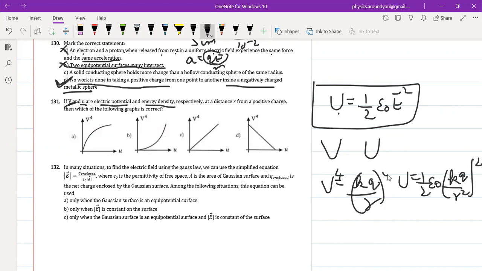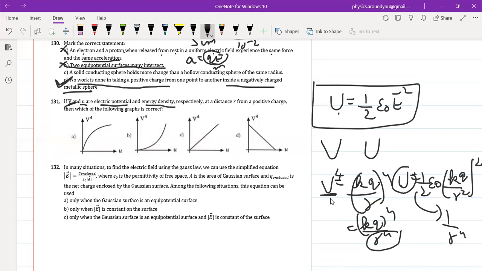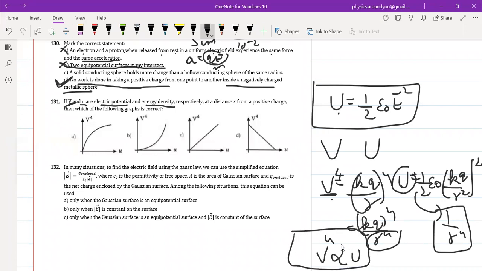So this would be entirely V power 4, so kq power 4 by r power 4. V power 4 depends on 1 by r power 4. U also depends on 1 by r square, the whole square, which is 1 by r power 4. So both U and V power 4 depend on 1 by r power 4. I can say that V power 4 is directly proportional to U. This is plotted on Y, this is plotted on X, Y proportional to X, straight line. So these two are eliminated.